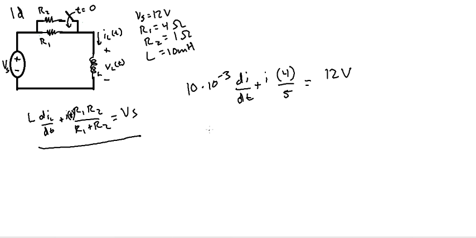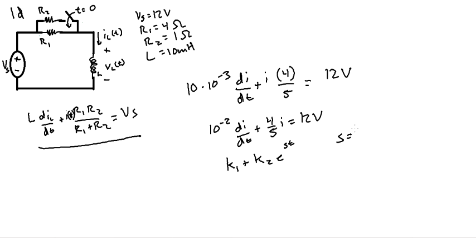So how do we solve this? We've got 10 to the negative 2 di/dt plus 4/5 I equals 12 volts. The general solution that we're supposed to use for this is K1 plus K2 e^(st), where s equals negative 1 over tau.